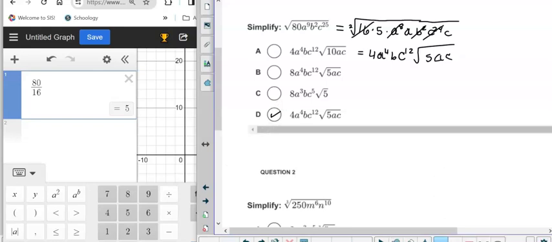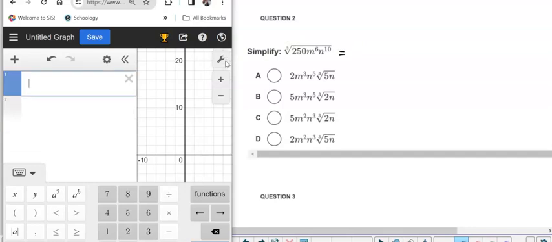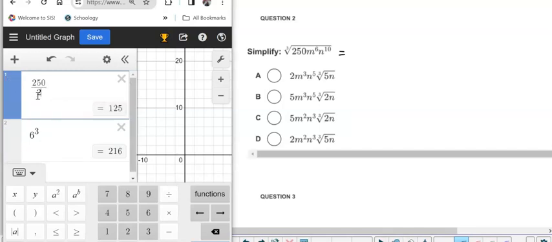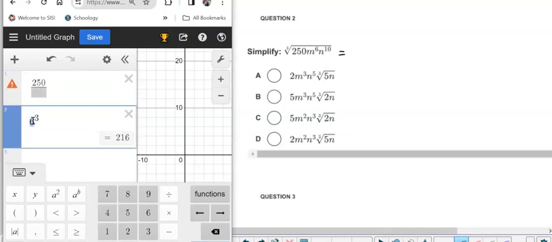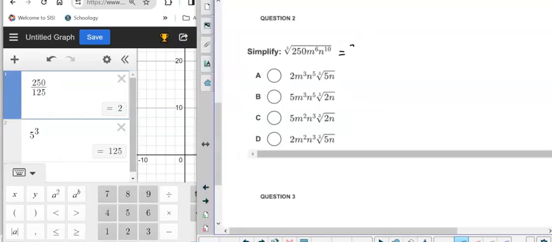For the next one, I'm going to show you the same type of process. I want to see how many perfect cubes I can take out of there. I don't really remember my perfect cubes, so I'm going to have to use Desmos' help here. Let's start with 6 cubed. That's 216. I don't think that's going to work. Let's see what 5 cubed is. 125. Let's see if 125 works. Yes, 125 works.